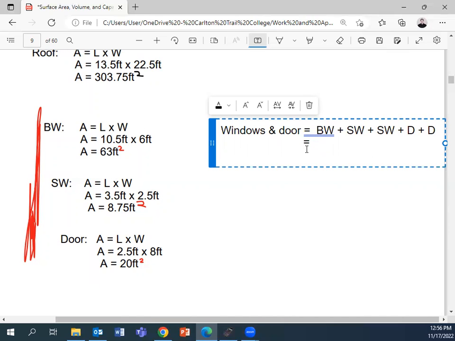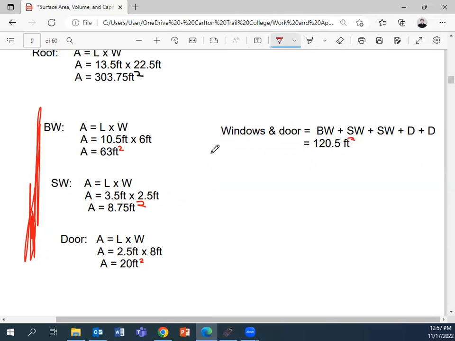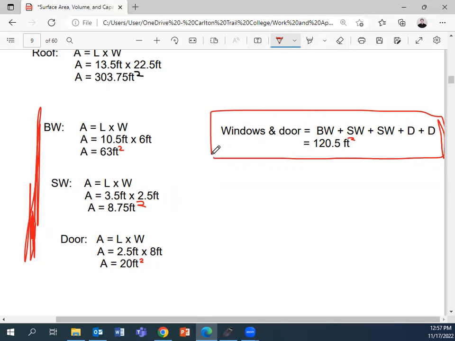Okay, so all I do now, again, I could do 63 plus 8.75 plus 8.75 plus 20 plus 20. I'm just going to do it on my calculator, right? So 63 plus 8.75 plus 8.75 plus 20 plus 20 gives me 120.5 feet squared. That is an important figure. I'm going to square it or circle it or something. Make sure it stands out.